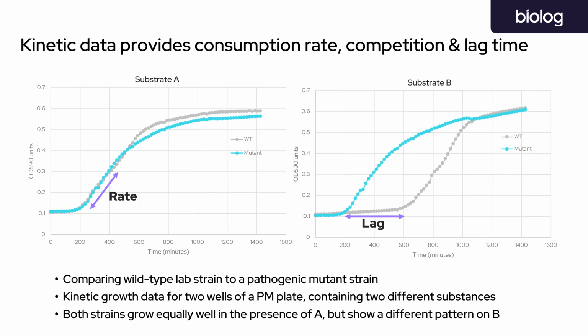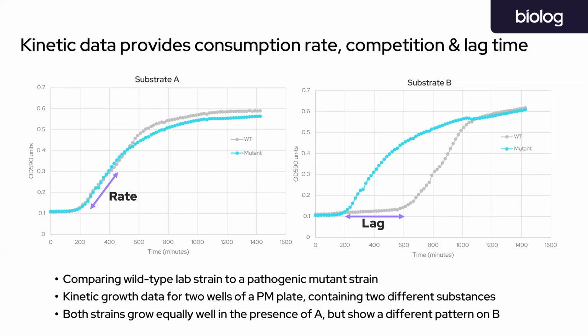So here's an example of a typical experiment comparing two cell types. We have a wild type and a mutant, and we're looking at the utilization of two substrates: substrate A and substrate B. On the left, the two strains are able to metabolize substrate A equally well, while on the right, the mutant strain shows a much shorter lag phase and clearly has a different shape to its kinetic curve.